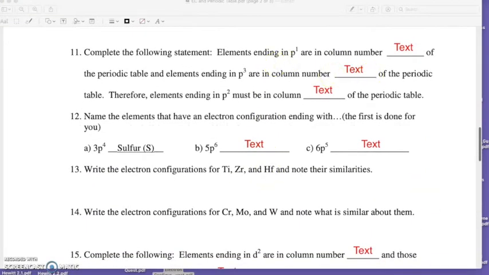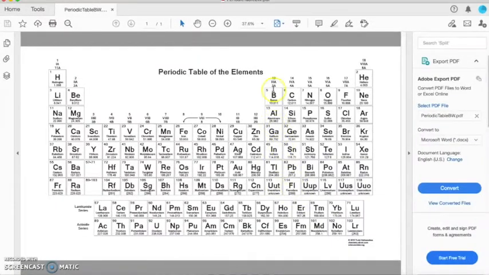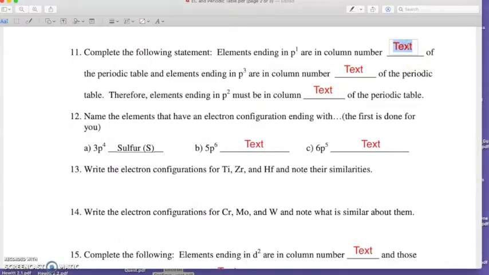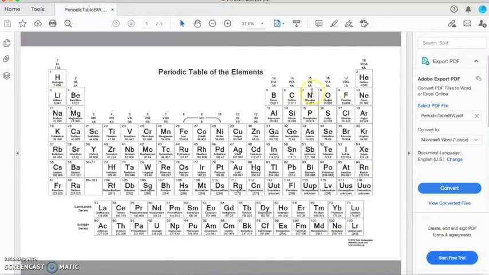Elements ending in p1 are in column number, so p1 is here. I call this column 13. Some people call it 3A. I'm going to call it 13, but I'm going to put both answers down: 13/3A. p3 is where nitrogen's at, and that's 15/5A. Right? 15/5A.